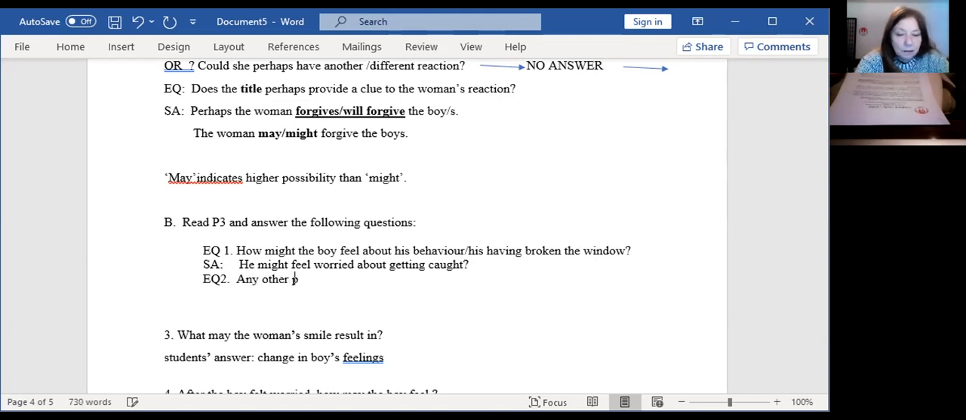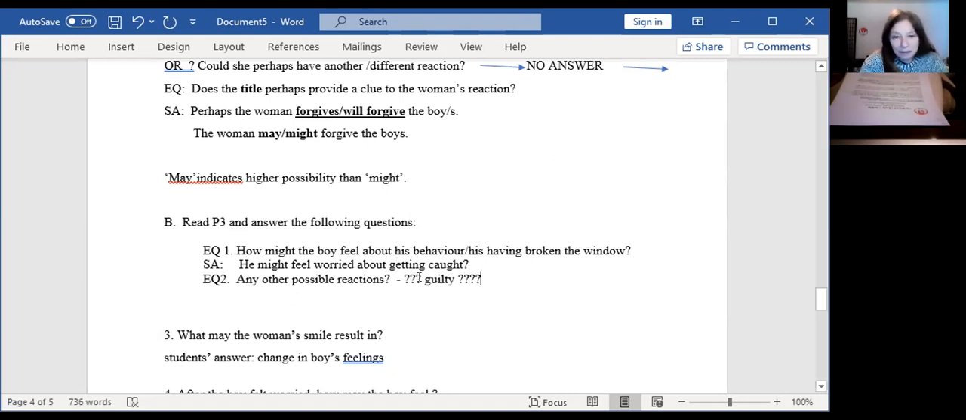Any other possible reactions from the boy? You could ask that to encourage people to think a bit more. And maybe yes, maybe no. Okay. Some might say guilty. Might feel, might not. It doesn't matter.